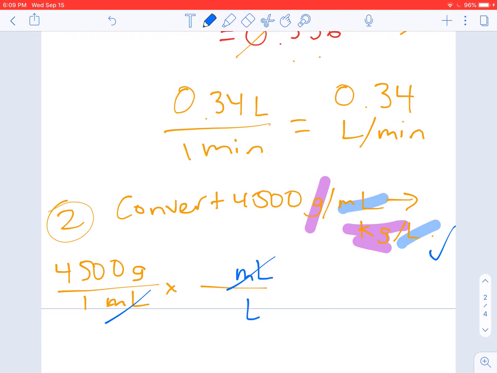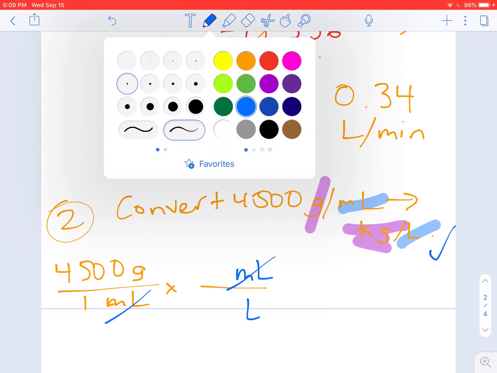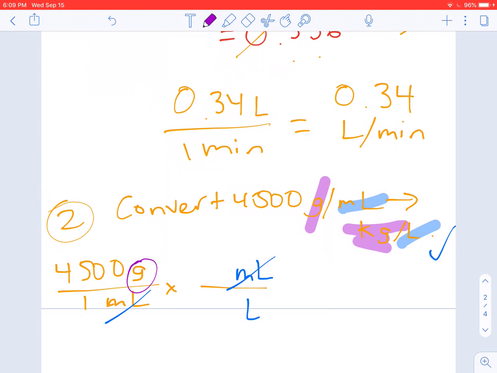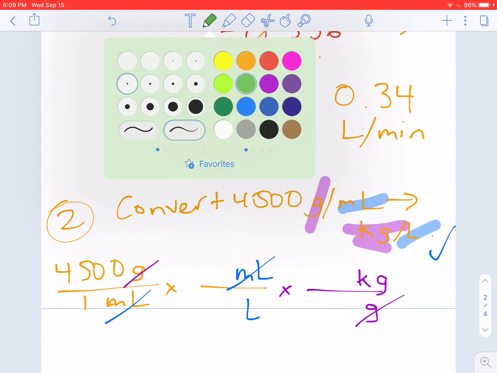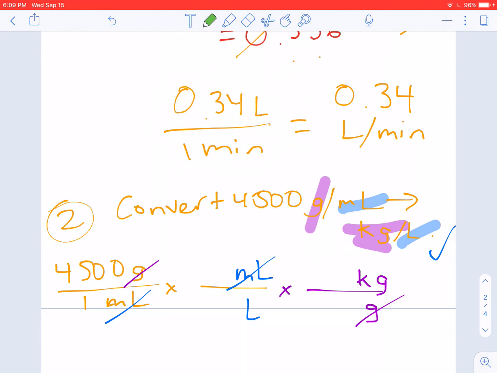My second step is to take these grams. Grams are on top, so they're going to go on the bottom. I want kilograms, and again, grams is a base unit, so I can do this in one step. Grams and grams are going to cancel. Just to check myself before I put in all of my numbers and do all of this math, I have kilograms per liter, which is good because that's what I wanted here.